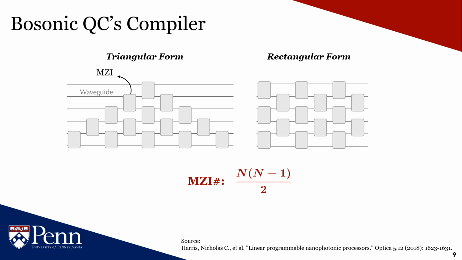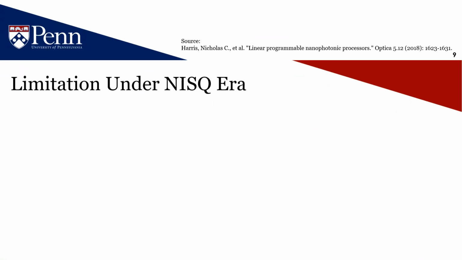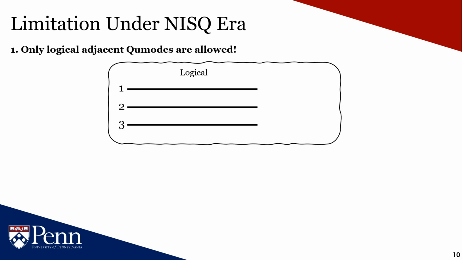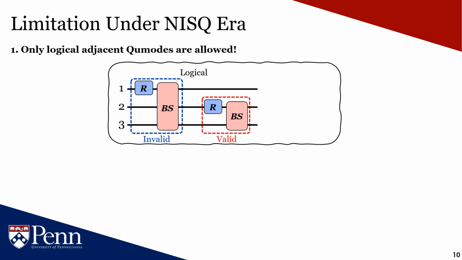Both of them require a fixed number of MZI blocks, which is around n squared over 2, where n is the size of the unitary matrix. This compilation format has naturally encountered some limitations in ISCA devices. Firstly, they only allow MZI blocks acting on logically adjacent Q modes, for example in this red box. However, the MZI block in this blue box is invalid, although Q modes 1 and 3 may be physically connected, as shown on the right.